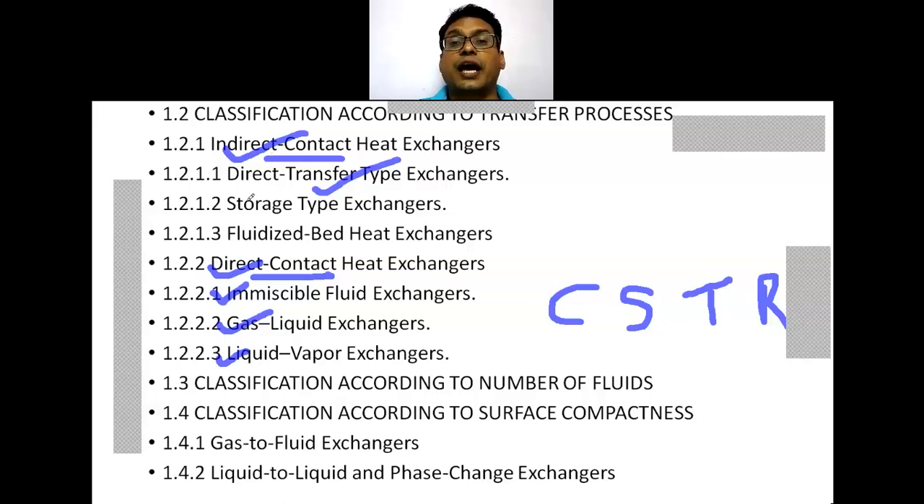Then the storage type. In the storage type, we are holding the amount of heat which is given by a hot fluid, and then exposing that surface to a cold fluid. These are called the storage type heat exchangers, or they are called the regenerators.